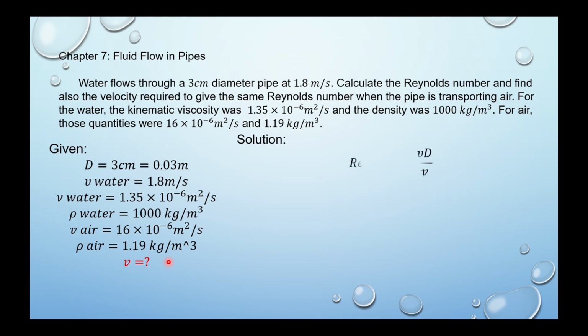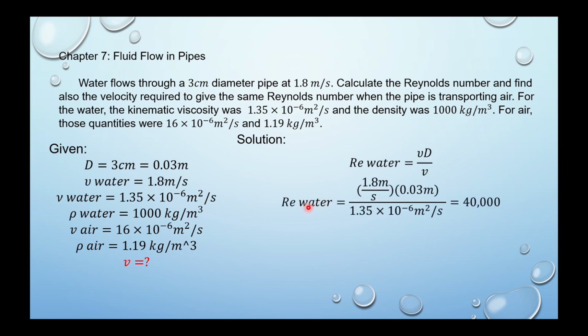Our solution. To find the Reynolds number of water, it is equal to velocity times the diameter over the kinematic viscosity. So Reynolds of water is equal to 1.8 meters per second times 0.03 meter over 1.35 times 10 raised to negative 6 square meters per second. Simplify, so it is equal to 40,000.